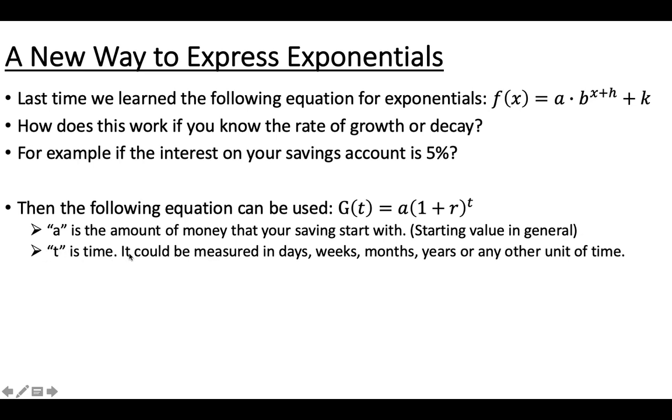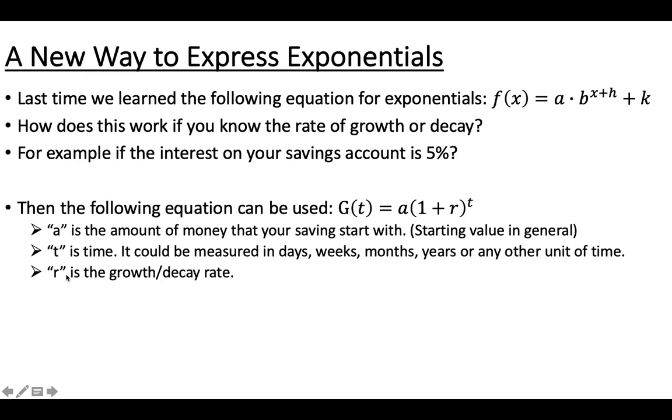T is time. That can be measured in days, weeks, months, or years, or any other unit of time. So decades, centuries, minutes, but those are less common. T stands for time, and that's our main variable here, and it's in the exponent spot, which is why this is still an exponential function right here.